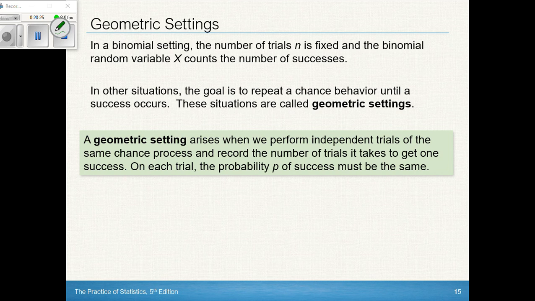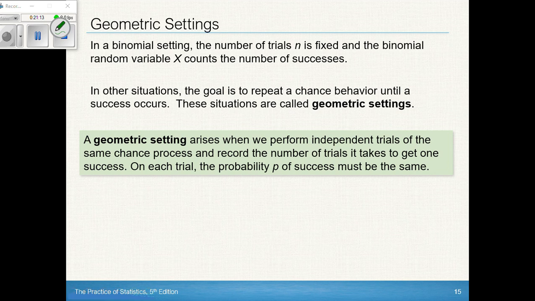The geometric setting is essentially like the binomial one, except now instead of doing whatever it is a fixed number of times, I'm doing it until I finally get my first success. So perhaps I'm a kid shooting free throws in my yard. My shots, if we consider them to be independent, I'm going to continue to shoot until one goes in. Or maybe as I get a little older and a little better, I could talk about continuing to shoot until one doesn't go in. And now I'm calling a success, missing the basket. So a geometric situation is when I record the number of tries it takes to get one success.